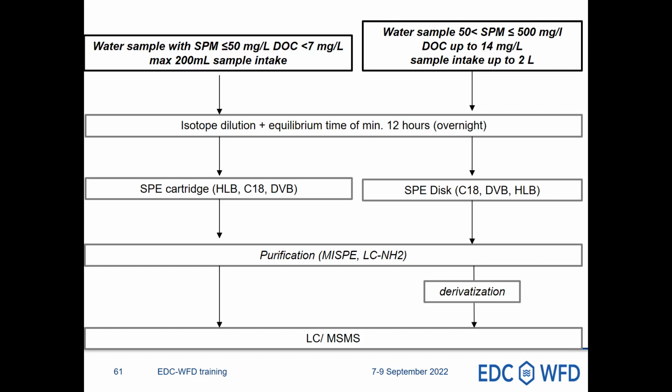You can, of course, implement SPE discs as, I would say, the most robust approach, especially if you anticipate you will face a high content of SPM and a high content of DOC. And you can also increase the sample intake up to 2 liters because we have some data showing that you do not have an impact on the extraction. But of course, you have to manage the risk of matrix effects. It is always a compromise. Isotope dilution with an equilibrium time of minimum 12 hours, especially in matrices with high complexity, is really our recommendation.